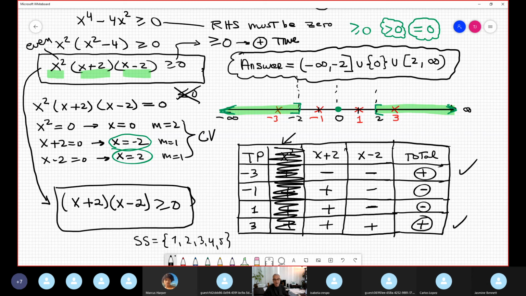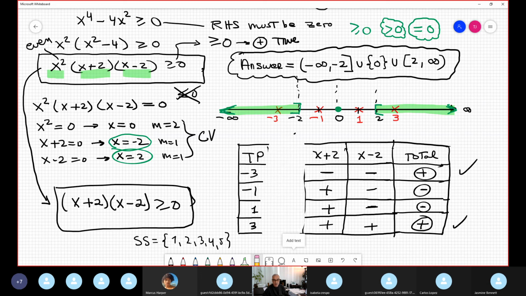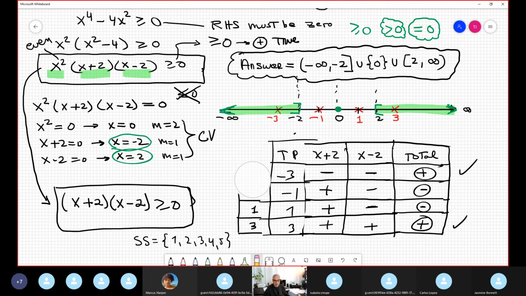So my table actually looks like that without this column. Okay. I do not include this. Testing points: negative 3, negative 1, 1, and 3. Boom. End of the story. Only include the factors that have an odd exponent. 1, 3, 5, and so on. 2, 4, 6, no.